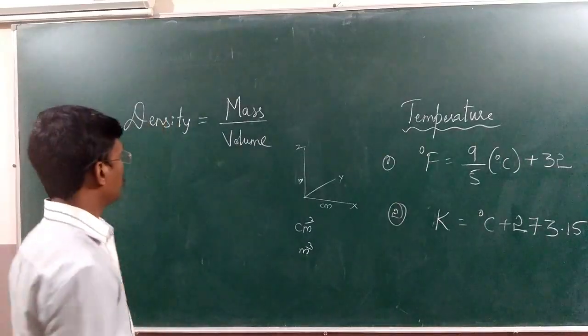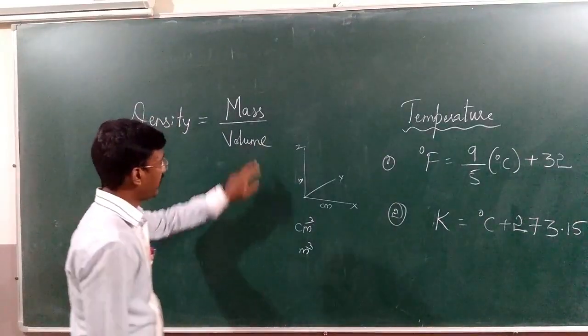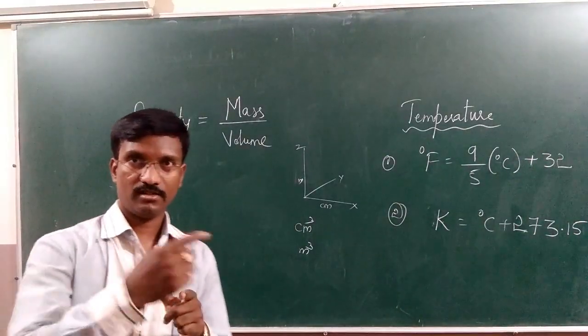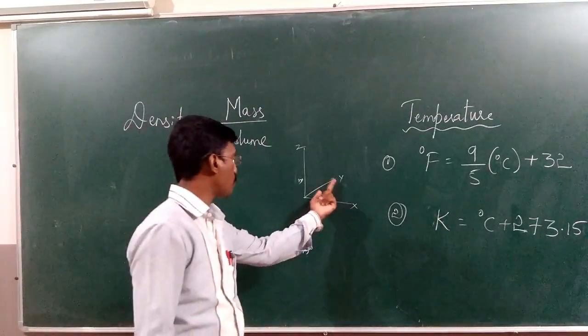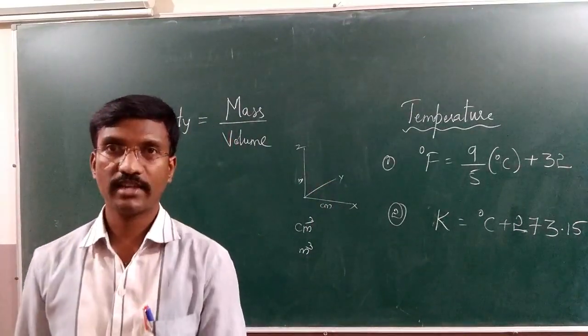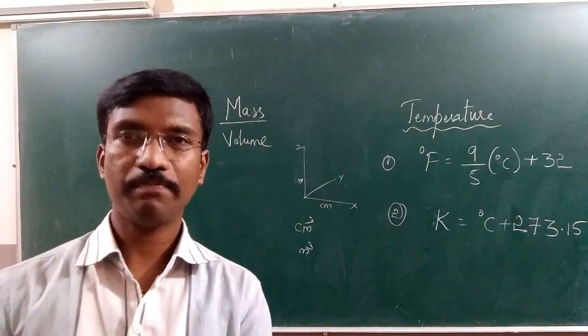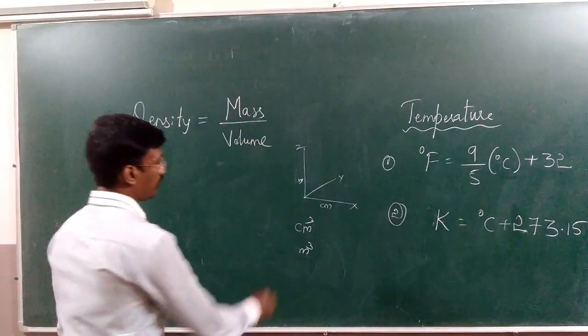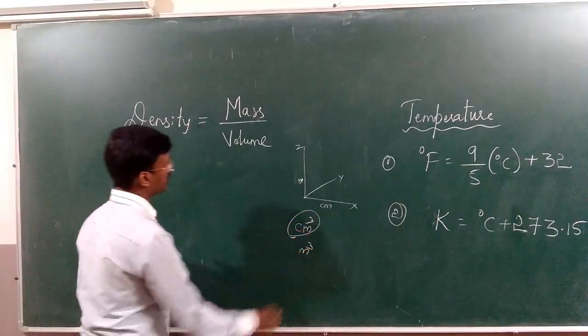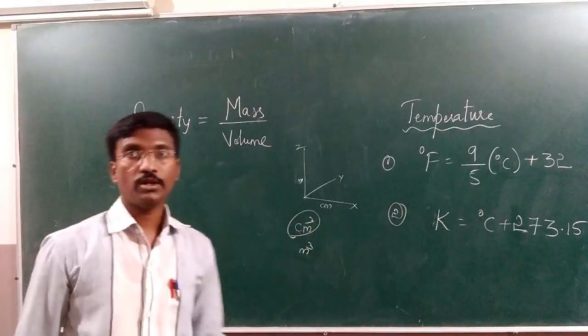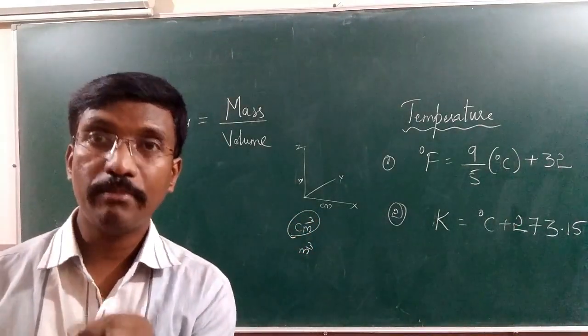So for your information, the length along x-axis, y and z, which one are we using as SI unit, centimeter or meter? The SI unit of length is meter. Therefore, instead of taking centimeter cube, whenever we say volume, it has the SI unit meter cube.